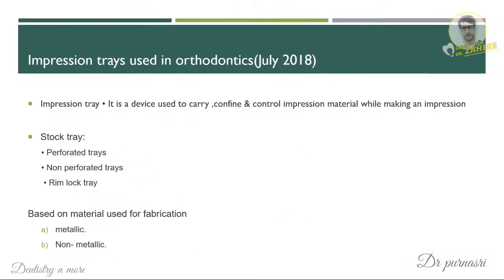The next question is impression trays used in orthodontics. So we'll start by defining an impression tray. It is a device that is used to carry, confine, control. So 3 C's: carry, confine and control impression material while making an impression. And in orthodontics we usually use a stock tray which can be perforated, non-perforated or a rim lock tray. We usually use the perforated trays in orthodontics, and based on the material used for fabrication of the impression trays, they can be either metallic or non-metallic.